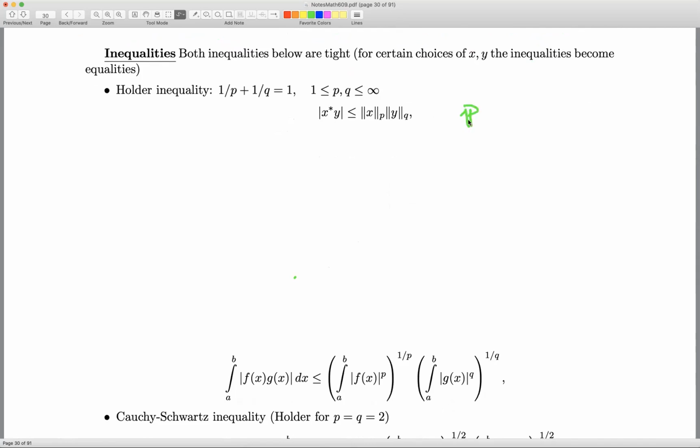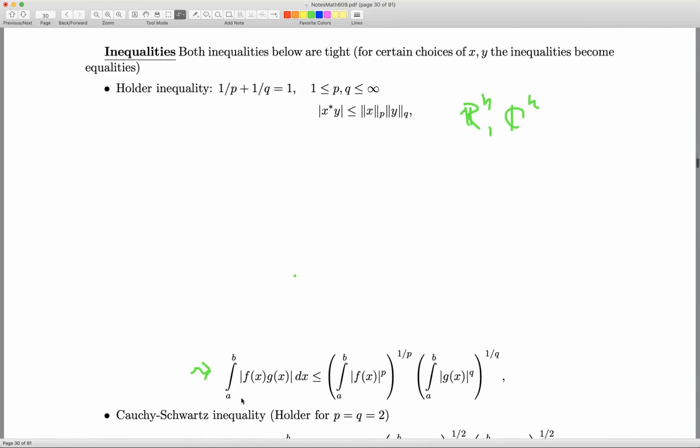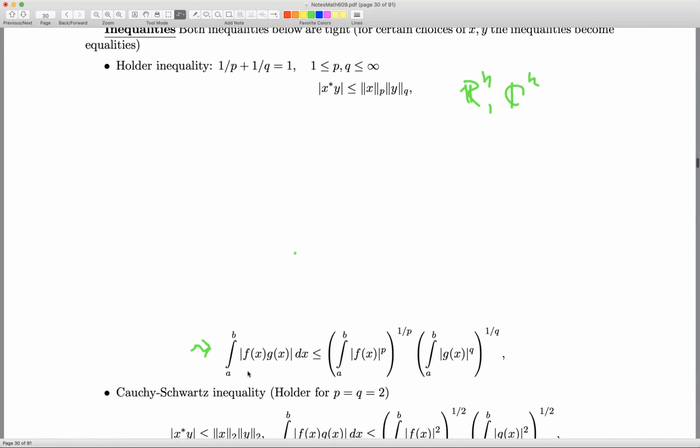This is the inequality for Cn or Rn. And this inequality has a counterpart in the set of functions, the spaces that we discussed. So the inner product between f and g is the integral from a to b of the absolute value of f of x dx. This is the inner product of f and g.